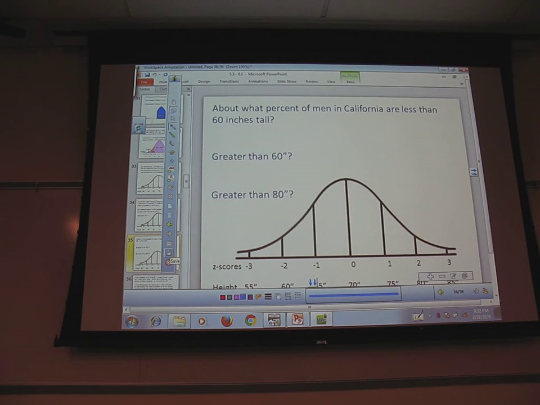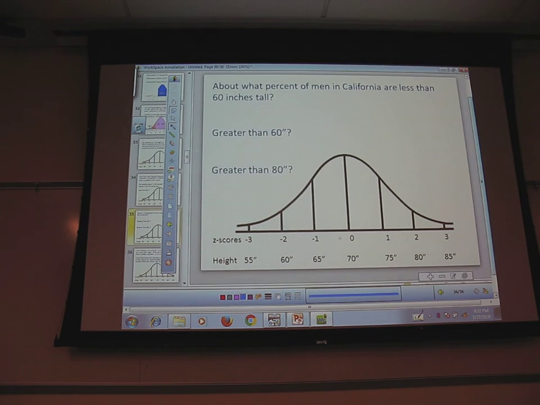About what percent of men in California are less than 60 inches tall? Why don't you guys find that one? With your neighbors, figure this one out. And again, I would suggest you find this first, and then that will help you with the rest of it. Find the inside, and then that would be half of the outside. And then greater would be 1 minus that. So 90, right? And then greater than 80 would be the same as less than 60.